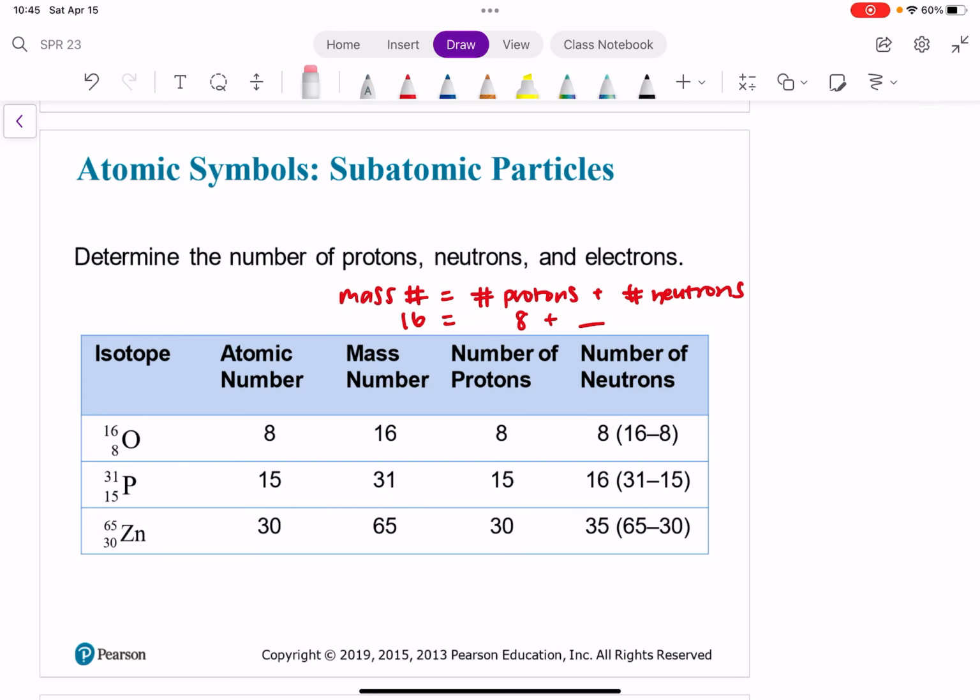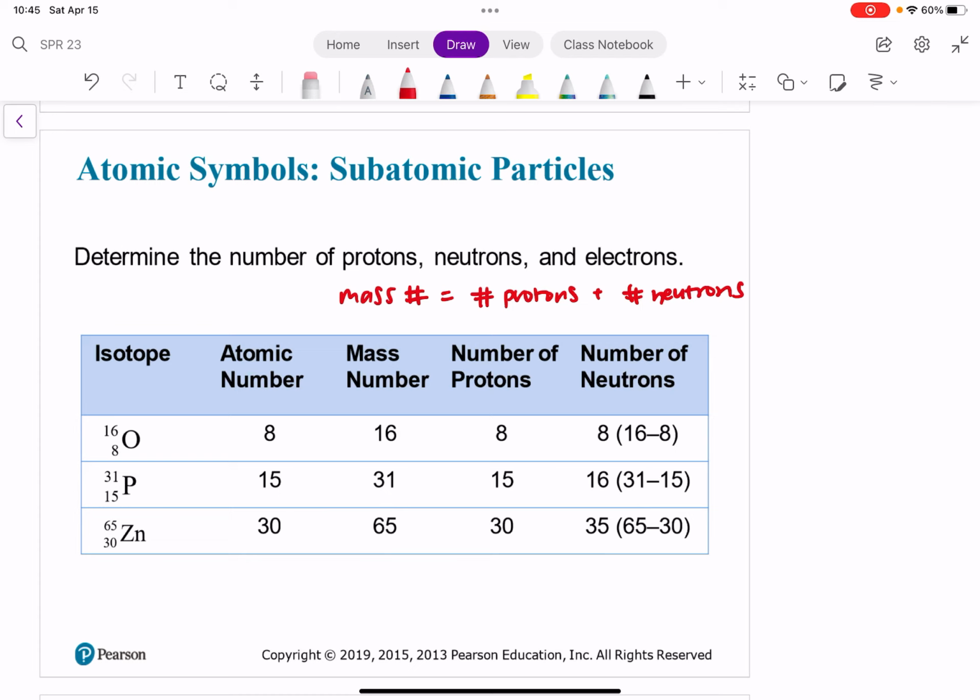The next one is phosphorus, which has atomic number 15, which means we have 15 protons. Our mass number is given to us here, so that's 31. So what's our number of neutrons? Well, 31 minus 15 is going to give us 16. All right, and then how about zinc?